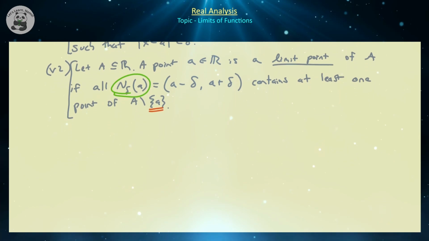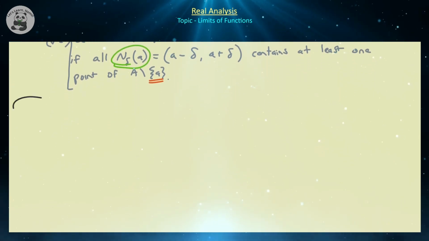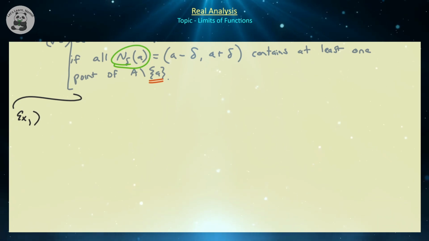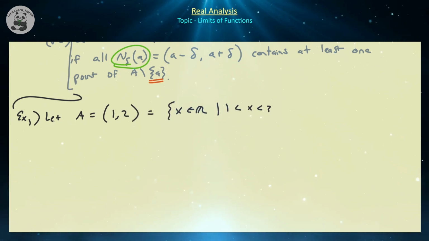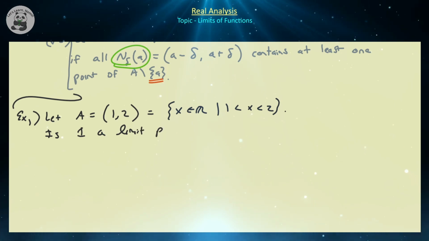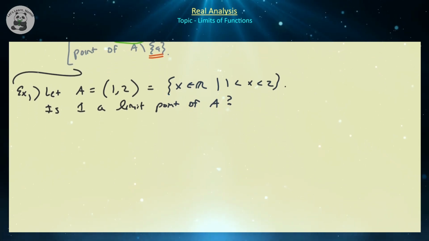So let's do a couple of examples to see if we can identify whether a point is or is not a limit point of a set. Let's assume that A is the open interval (1, 2), or equivalently all x in the set of real numbers such that 1 is less than x is less than 2. So is the point 1 a limit point of A? You can use this definition, pause the video, and maybe try it on your own. So let's give this a go.